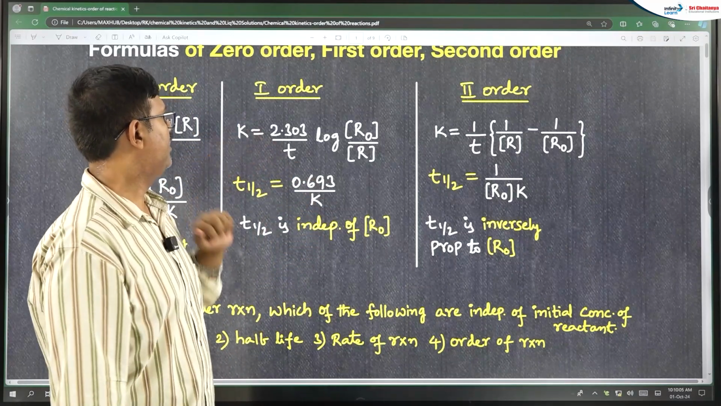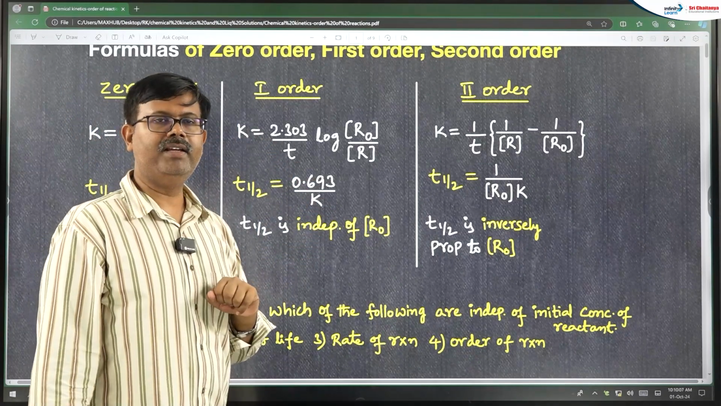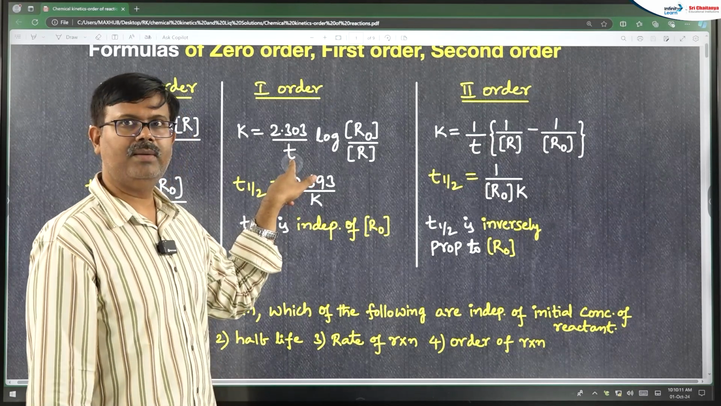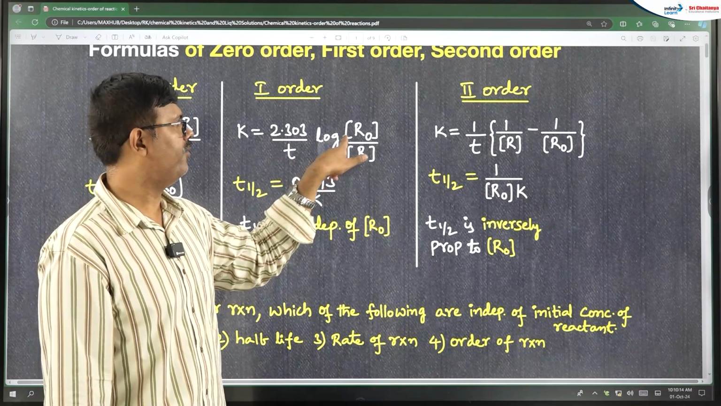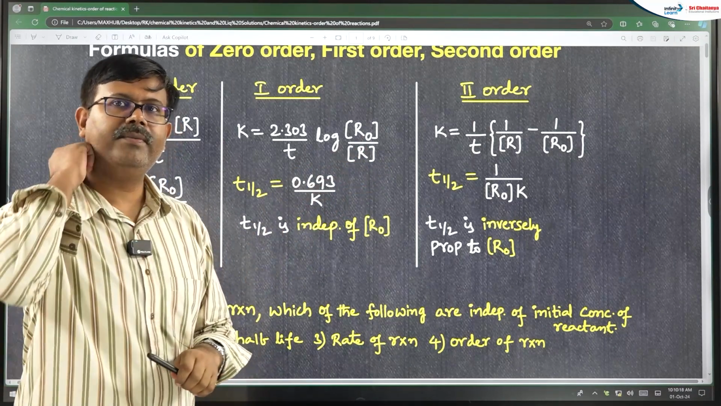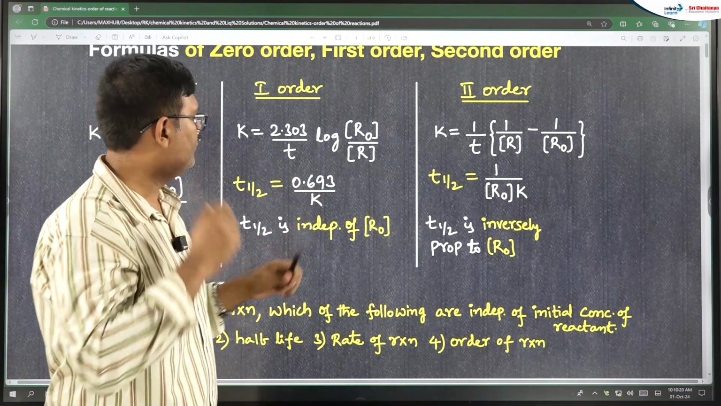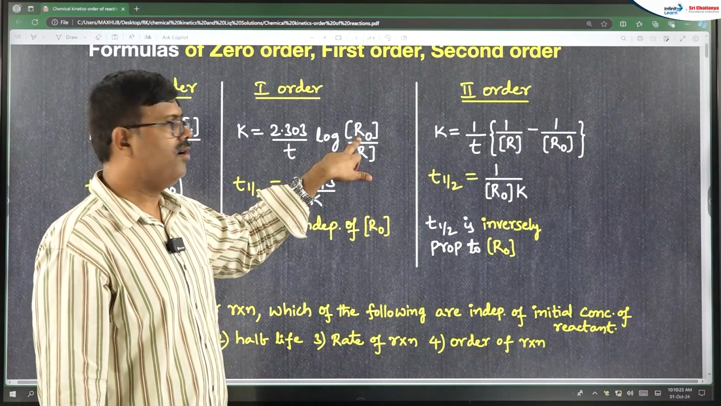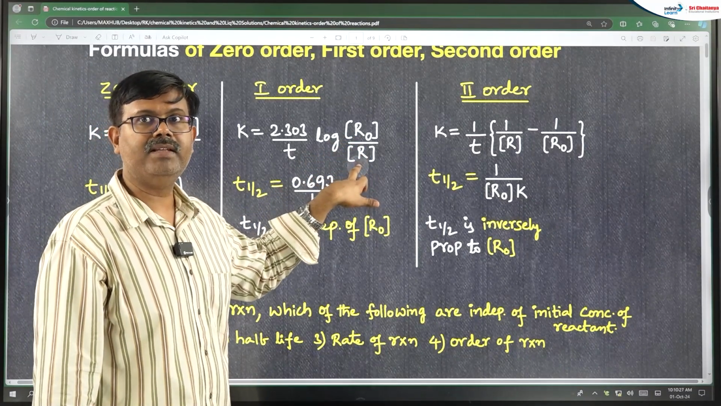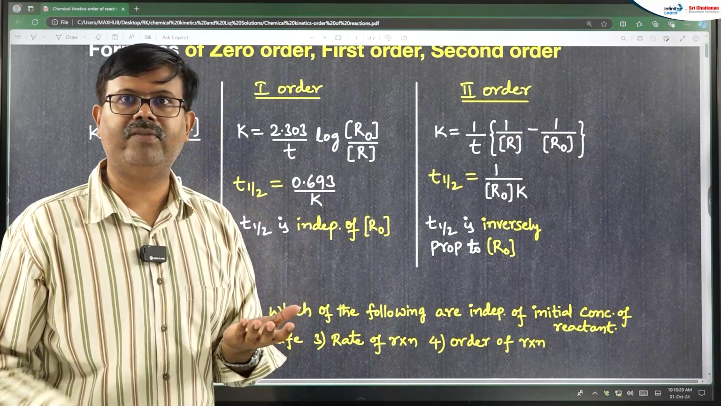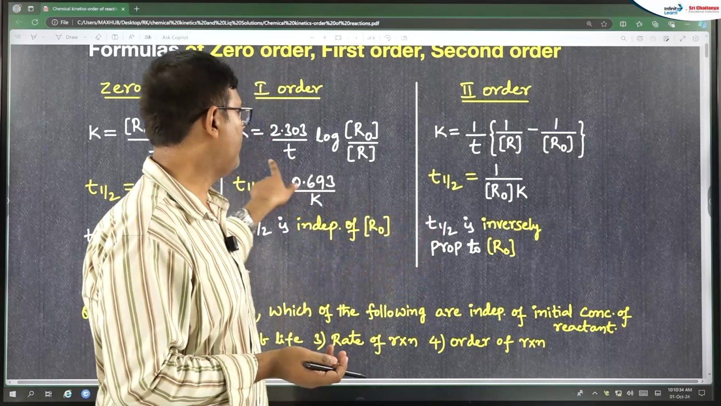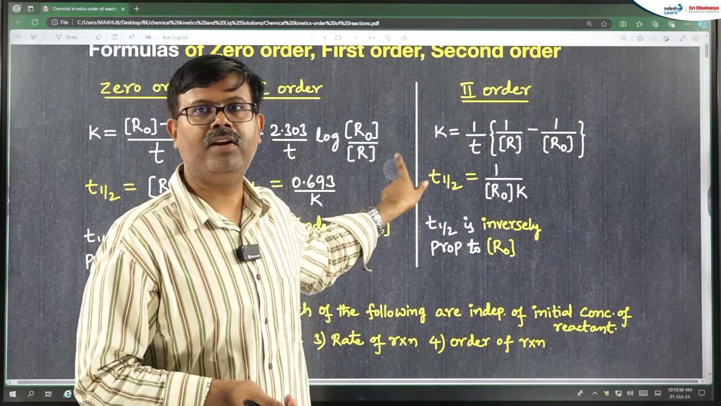The first order rate constant formula is 2.303 by time, T means time, into the logarithm of initial concentration by final concentration. See, in this R naught and R, remember the denominator R means the final concentration of reactant, how much concentration of reactant is remaining at a time T, that we have to take in the denominator.